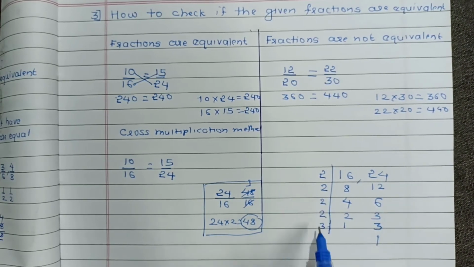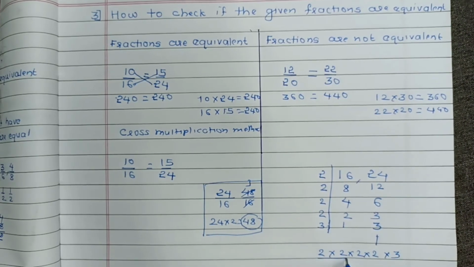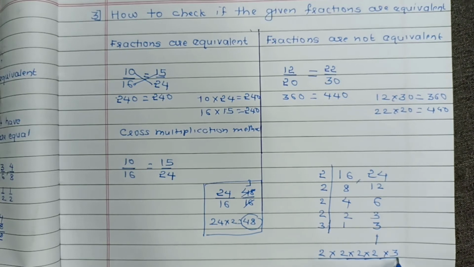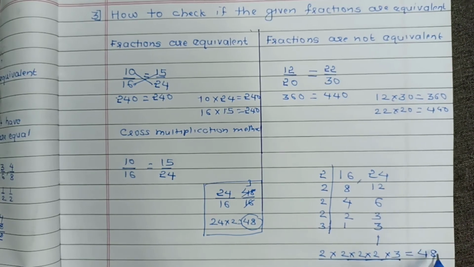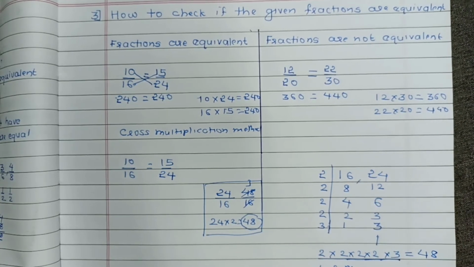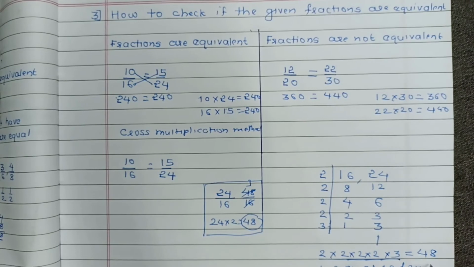So if you multiply these, 2 into 2 into 2 into 2, that is four 2s, and multiply by 3. 2 2s are 4, 4 2s are 8, 8 2s are 16, 16 multiplied by 3 is 48. So the LCM of 16 and 24 is 48. Among these two methods, you can use any one method.